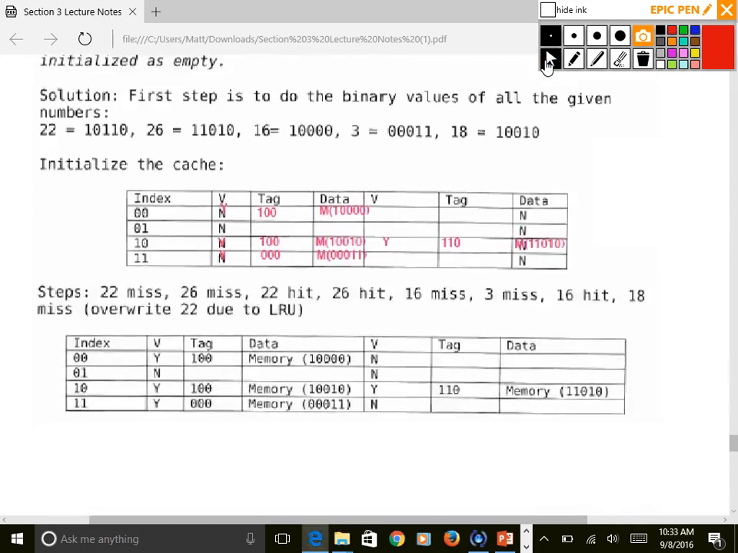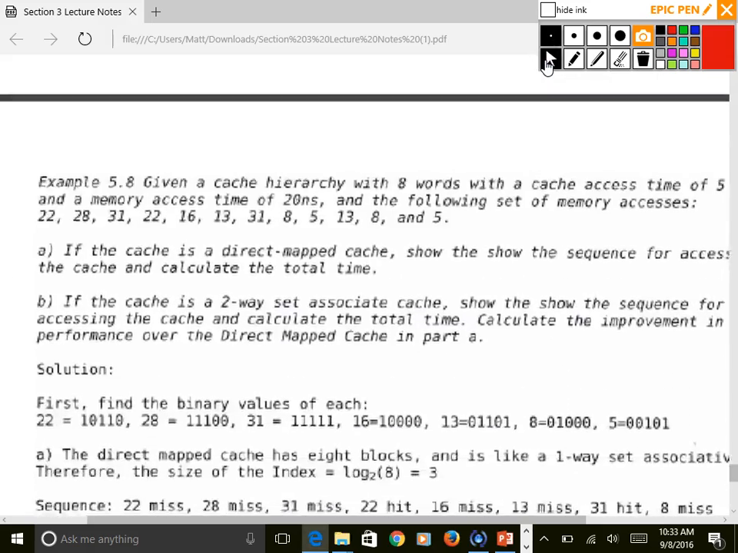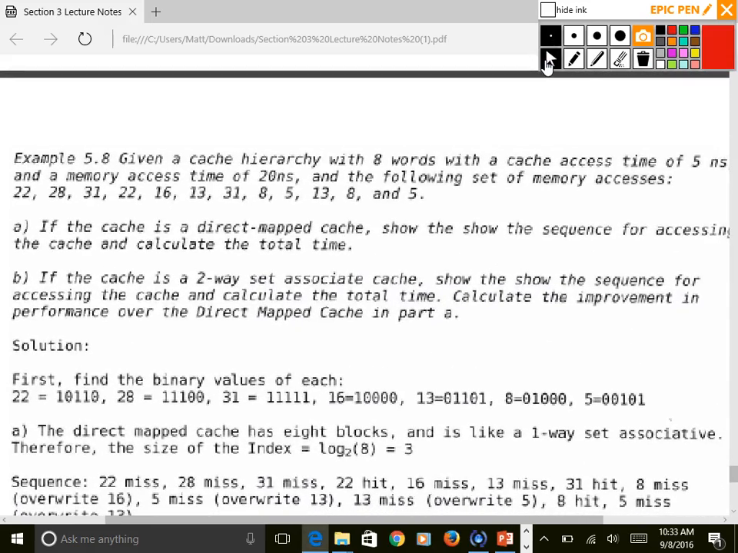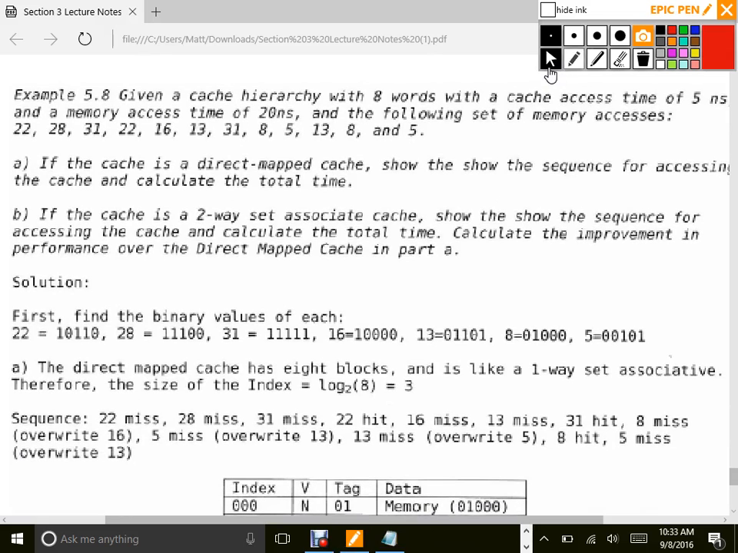To wrap up this section, I have a combined problem, the type that you'll see on the exam. This is example 3.8, not 5.8. It's a good way to practice this. After this problem, the material for exam 1 concludes, and then we'll do a brief exam review.